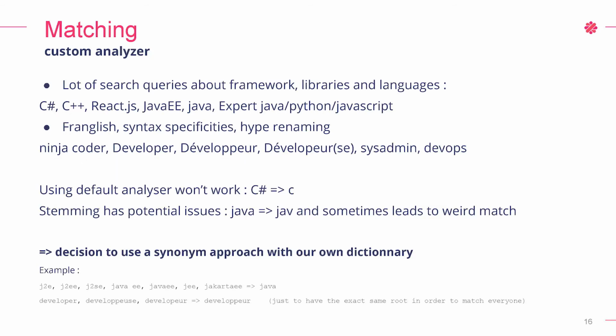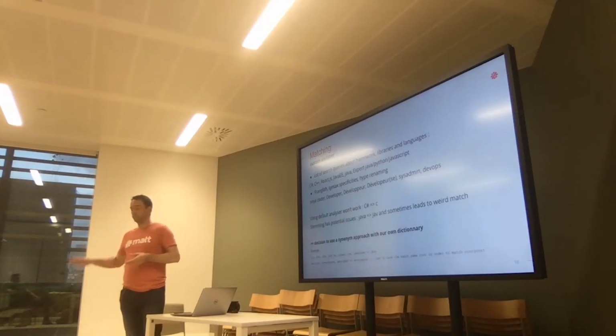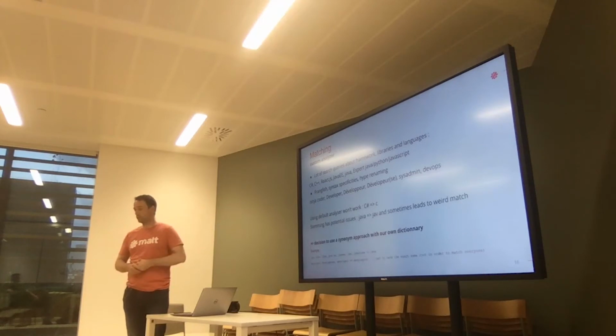Why do I speak about custom analyzer? When you use Elasticsearch, every word, every text is analyzed through a default algorithm. And it works quite well. But for queries that you can have at Malt, it's not enough. It doesn't work every time, because, for example, with C# or C++, you will get C every time, because it will strip the different characters, sharp and plus plus.